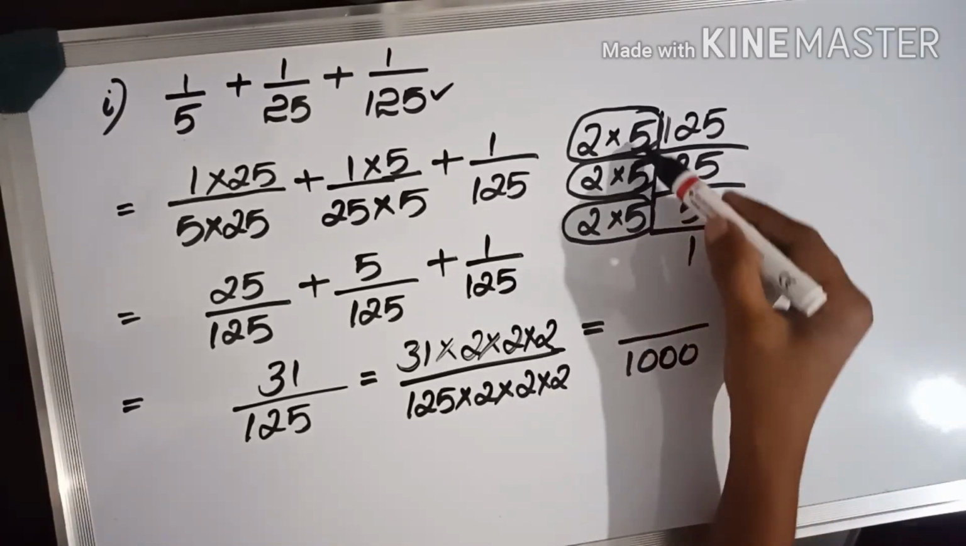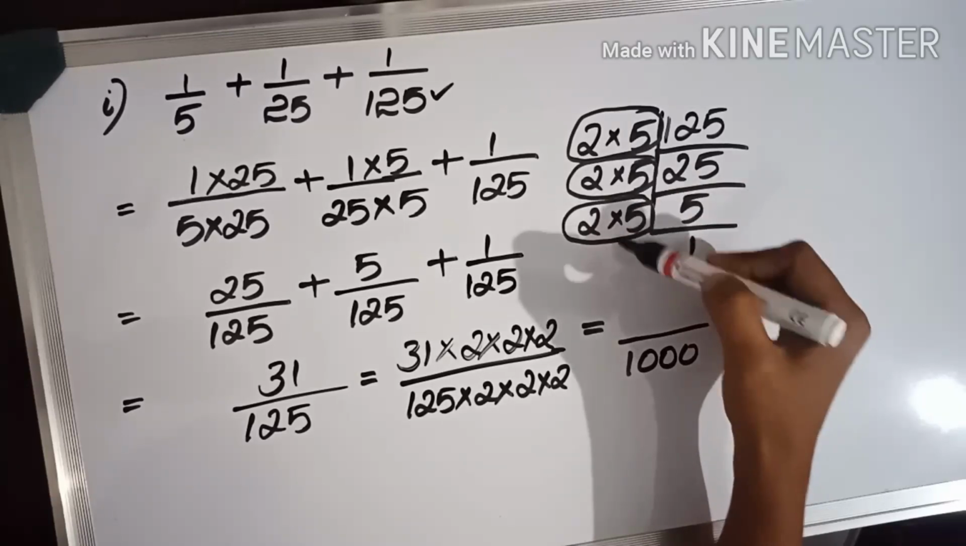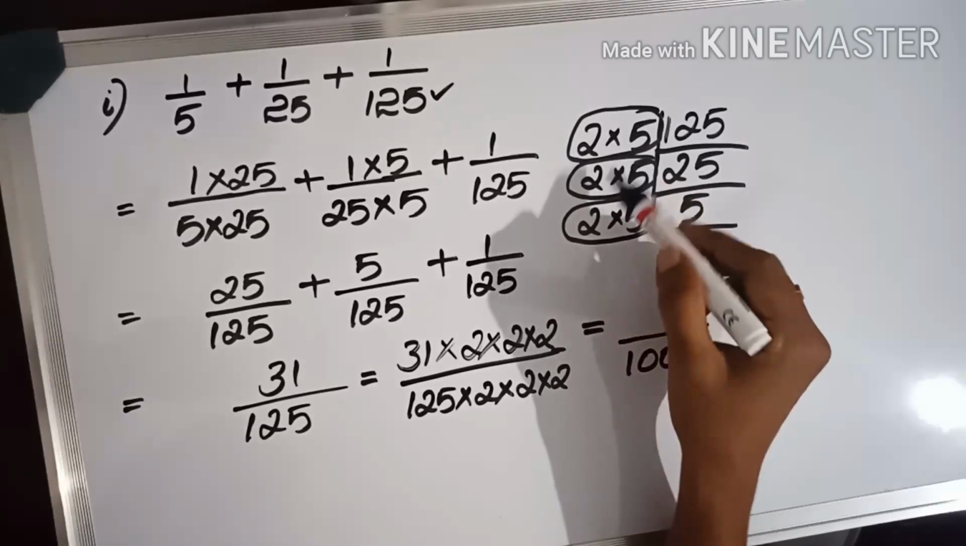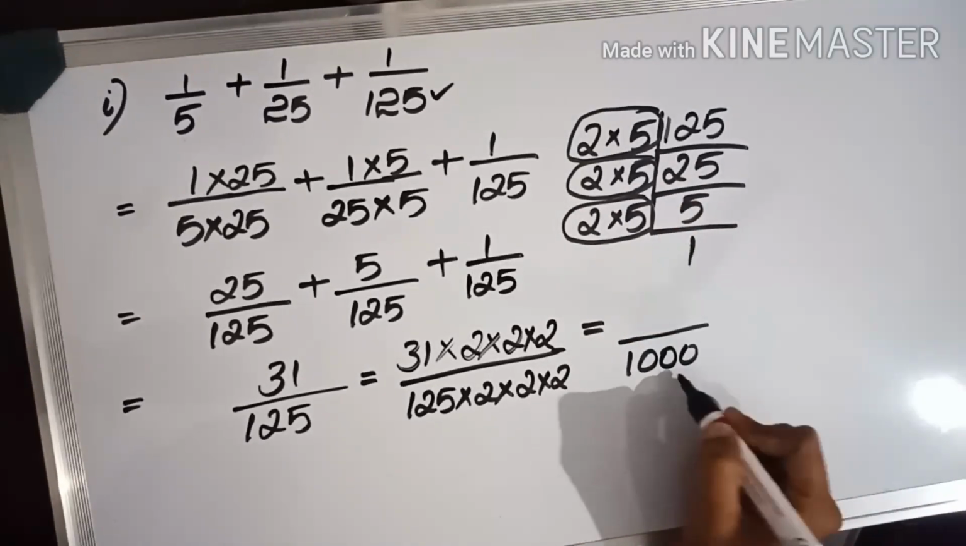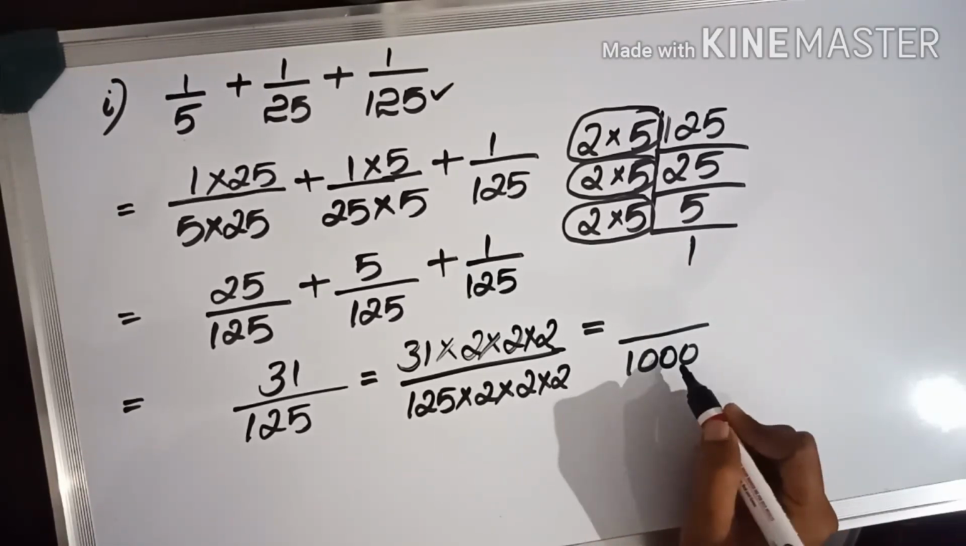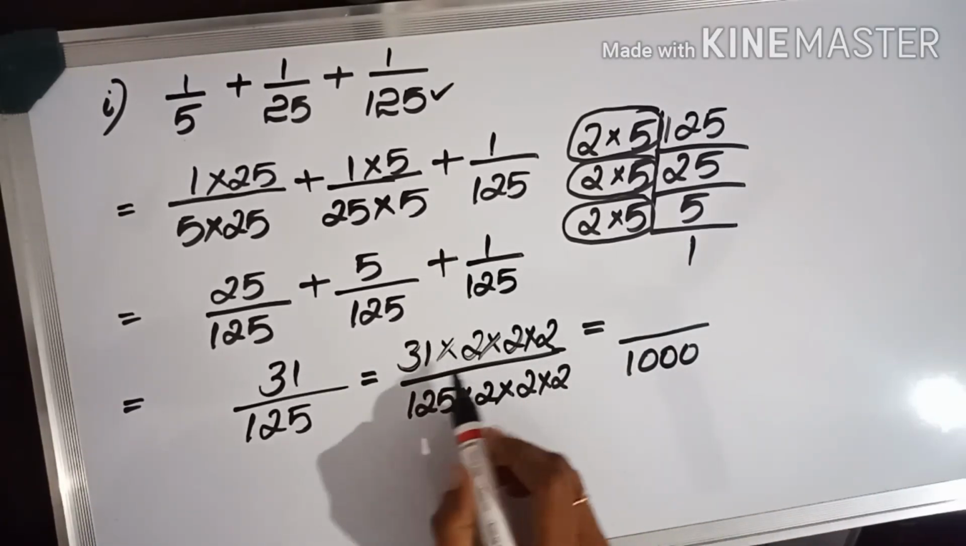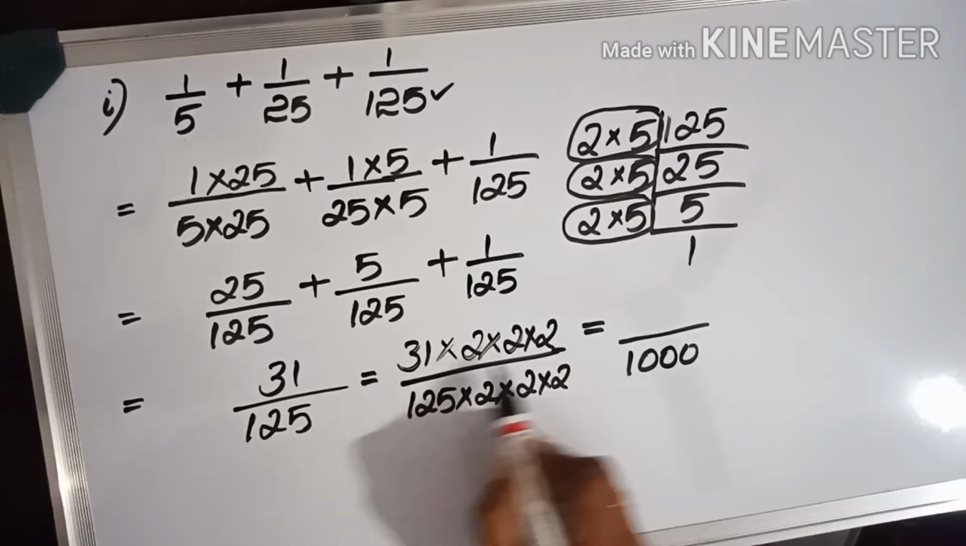Just put 1. Then how many pairs do we have? 3 pairs. Product as 10, 3 pairs, that means 30. So 130. That is 1000.